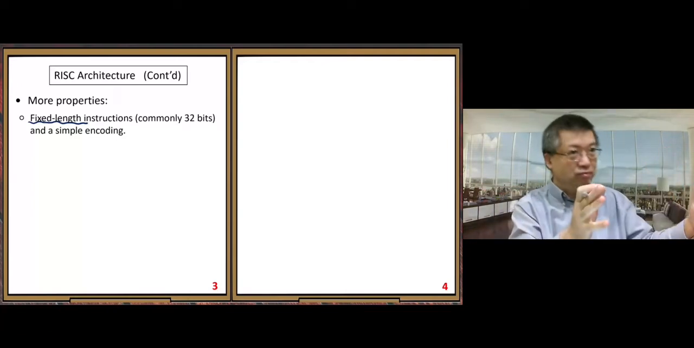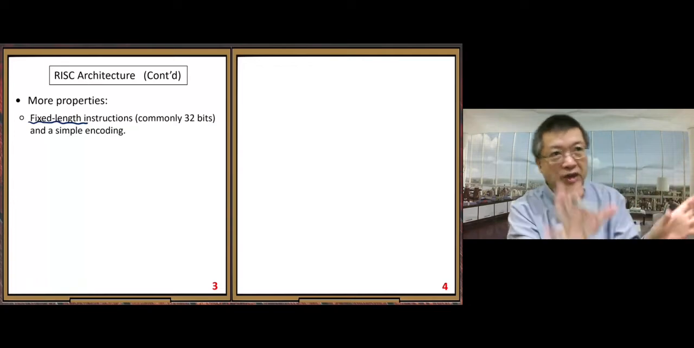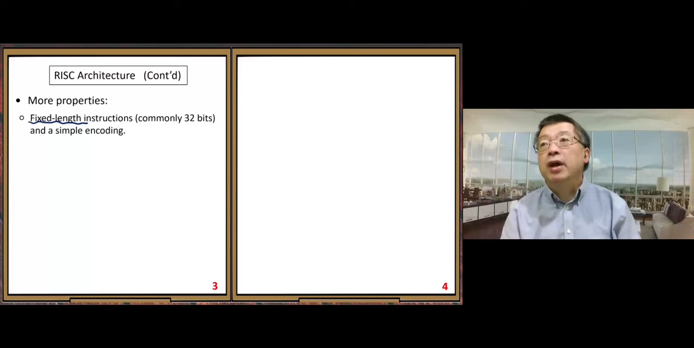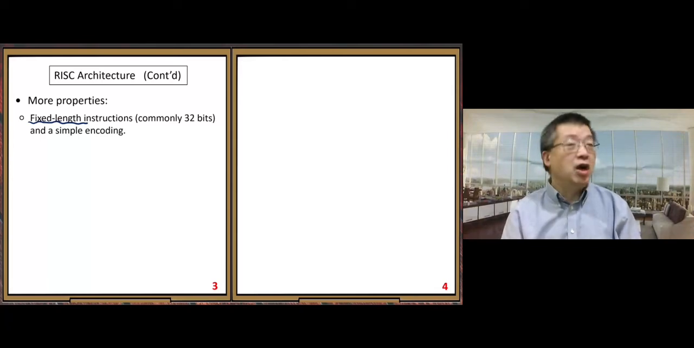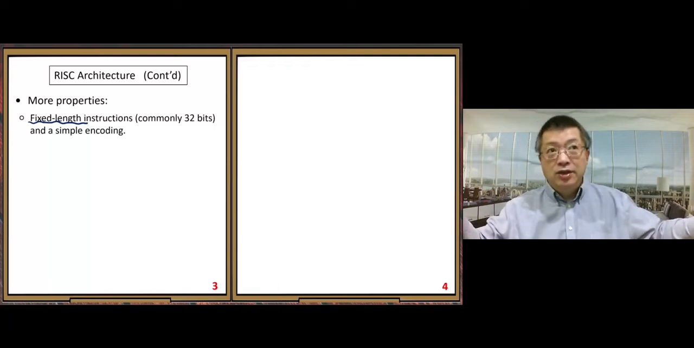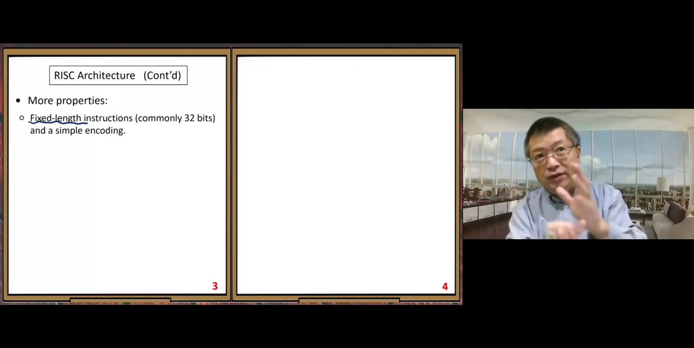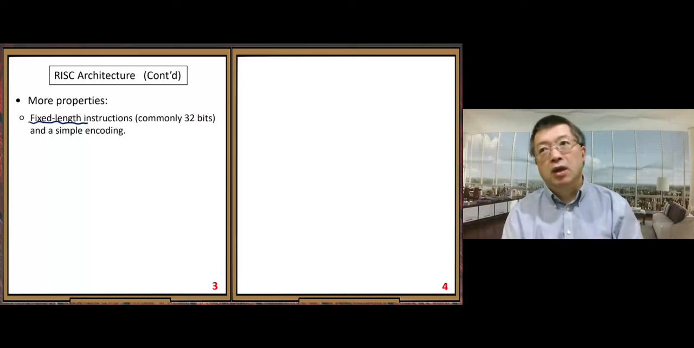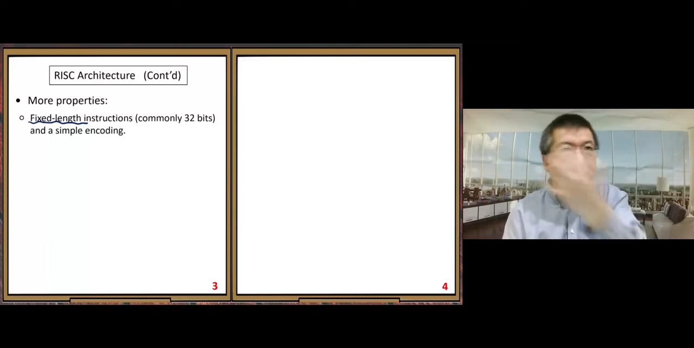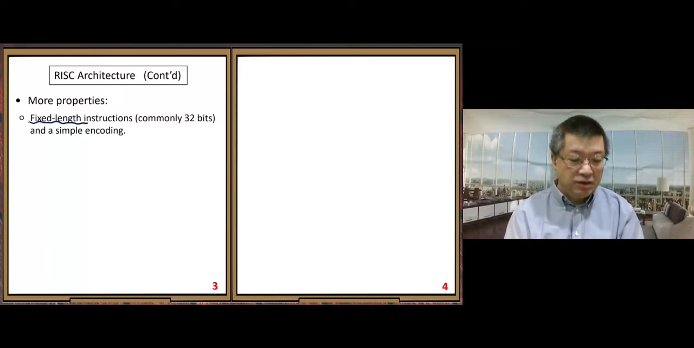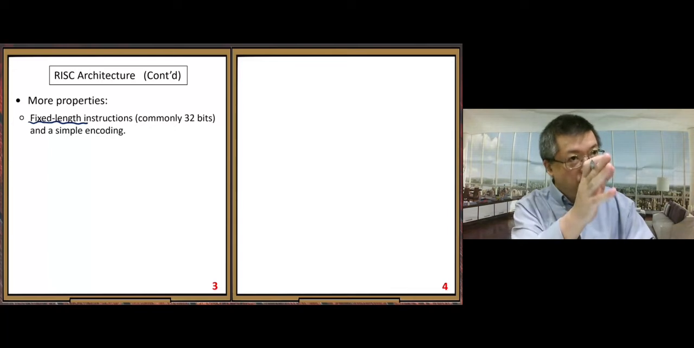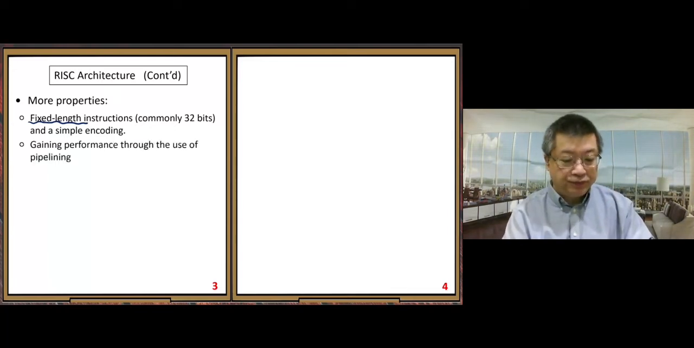I can extract information from the instruction here and there much more easily. With variable length, it is much harder. Sometimes you need to look at more bytes, sometimes fewer bytes. So the increased complexity will reduce the overall performance. That's another way RISC architecture is faster.